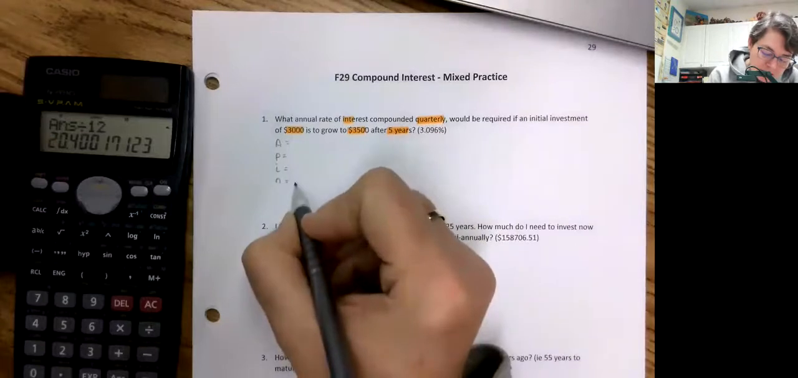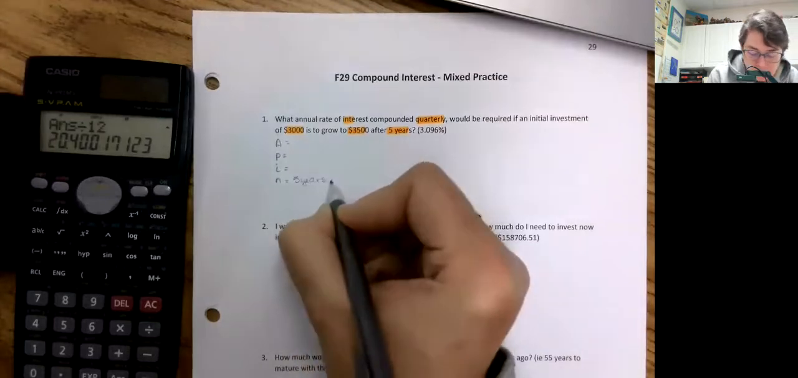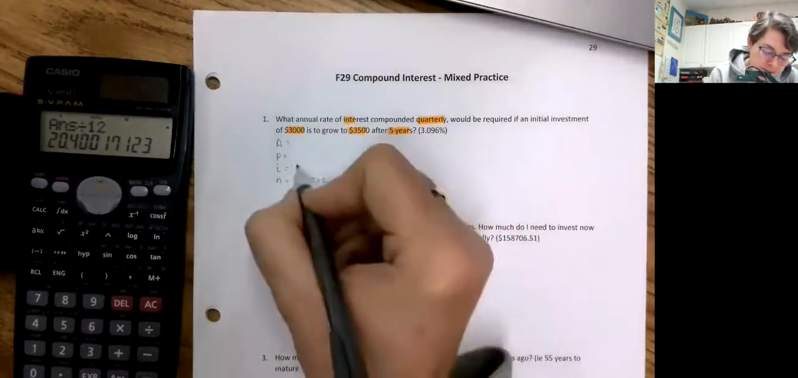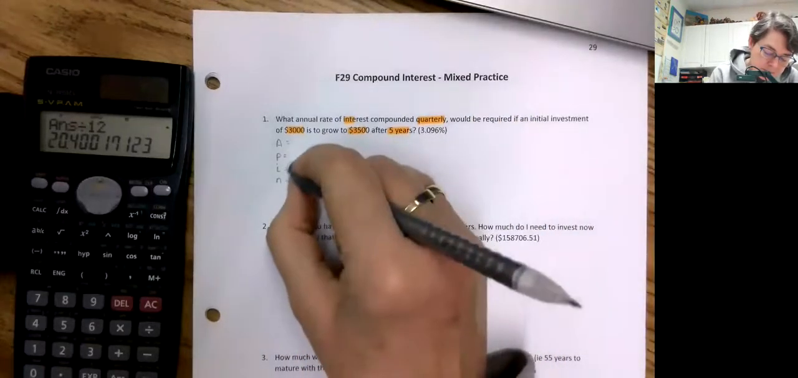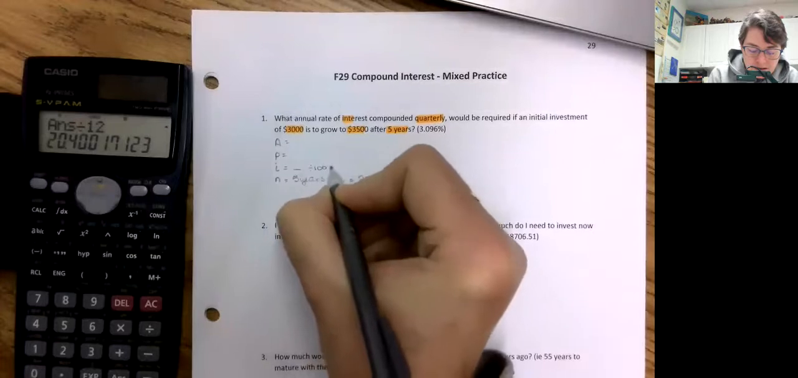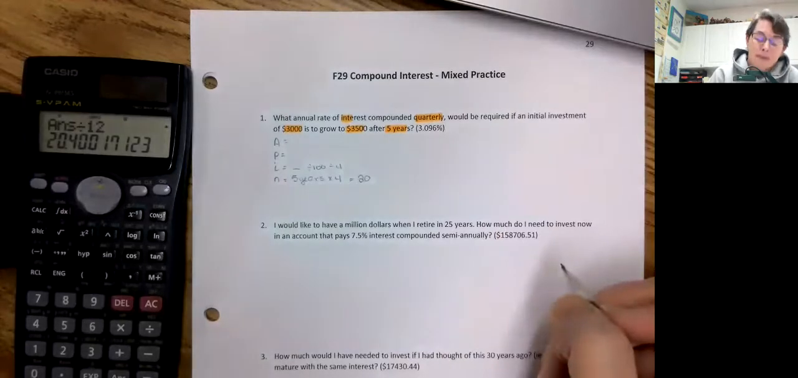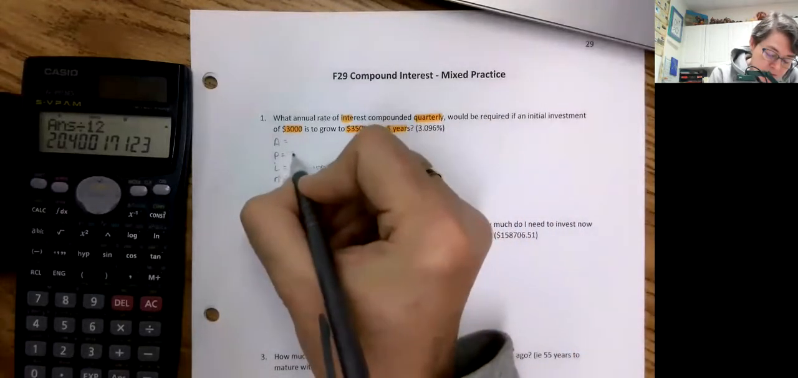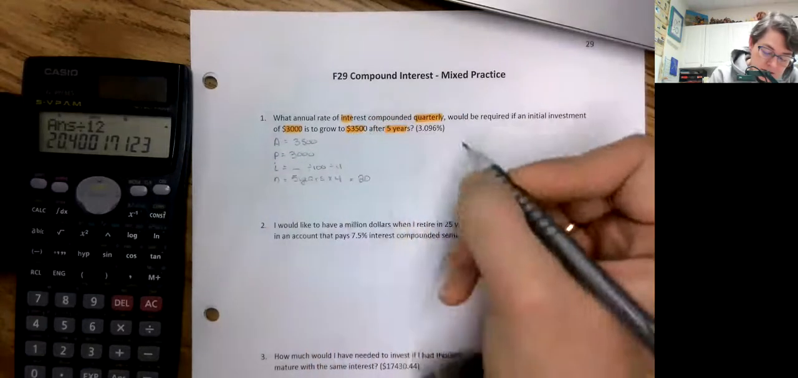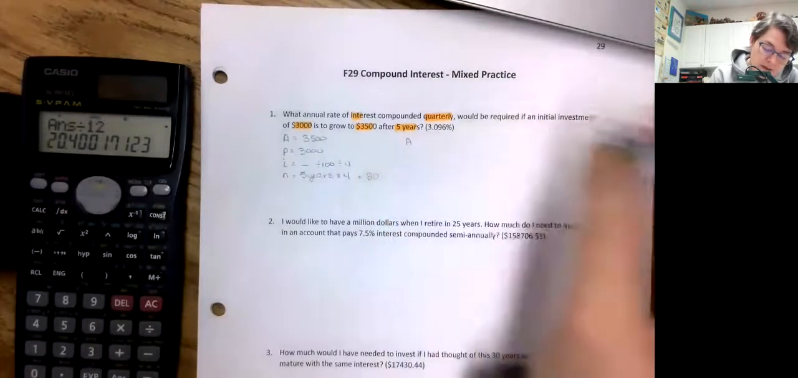So N, 5 years times 4 is 20 time periods. My interest, I don't know. I'm going to do it the way I usually do, because this part is going to remind me how I want to adjust my interest. I'm starting with $3,000 and I'm ending with $3,500. Let's get our formula.